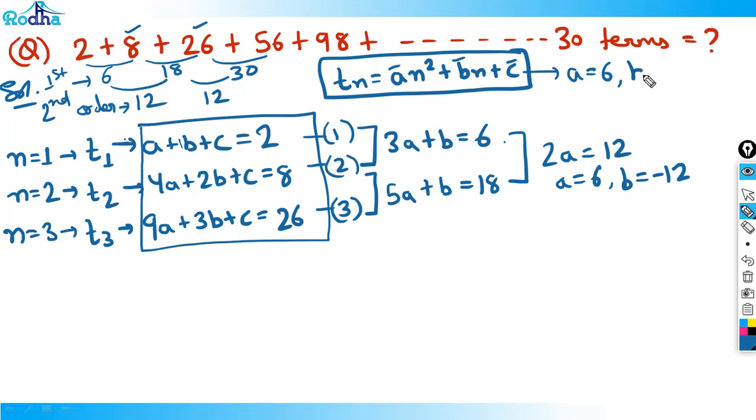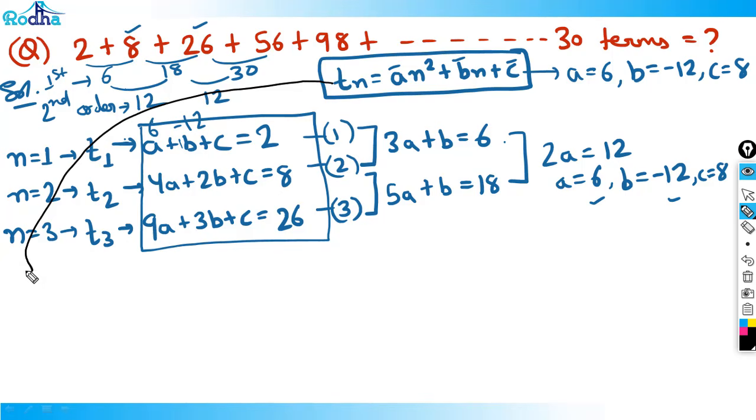So in this equation, I got B equal to minus 12. And if I put A 6 and B minus 12, the value of C will become how much? Minus 6, 8. So C becomes 8, right? So C is equal to 8. So if I put C equal to 8, my nth term becomes what? See, this is my nth term. I'm writing it here.